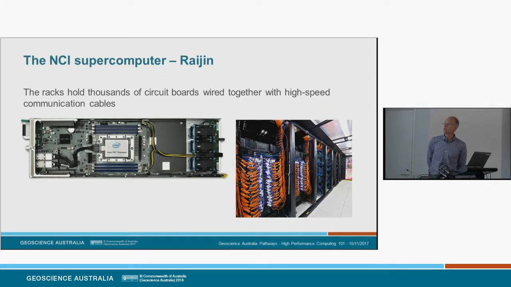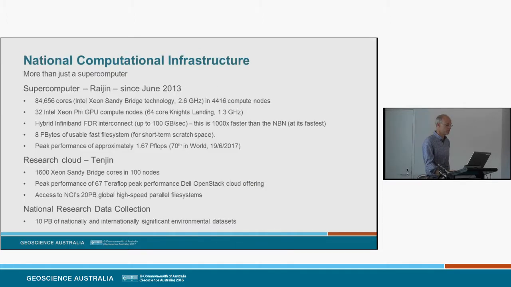And when you look inside, there are all these different racks. The racks contain thousands of these circuit boards. Here we have that CPU unit, and then these are wired together using high-speed communication cables. And they've got tremendous air conditioning, etc. So you don't need to read the specifics.